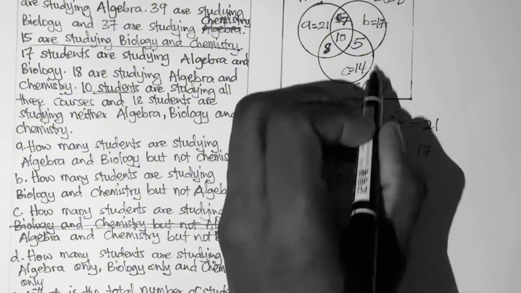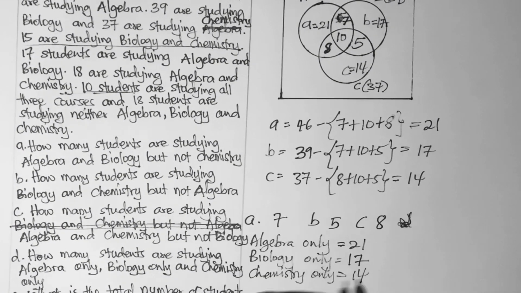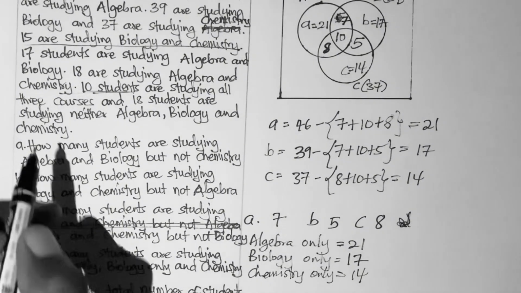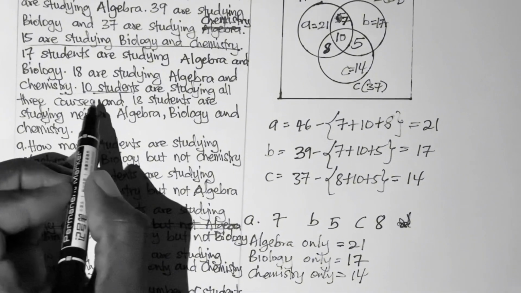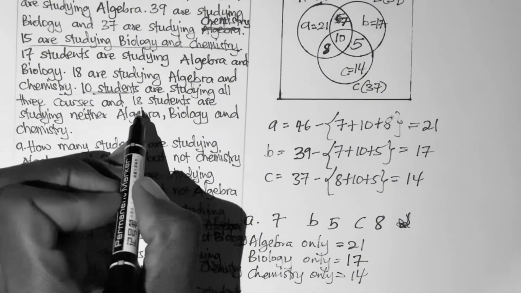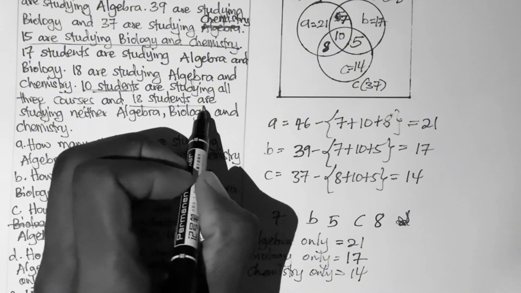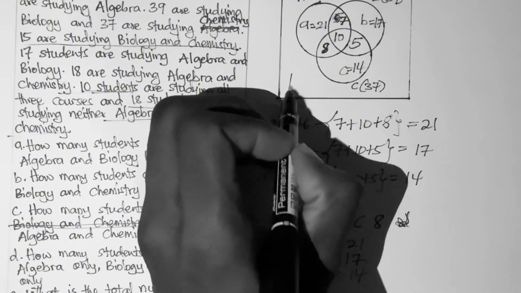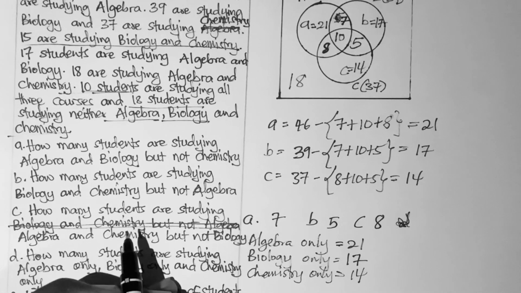So chemistry only is also this region, and that's 14. Now, the last part of the question asks what is the total number of students that were surveyed in the class? However, there's information we didn't include, because it says that 18 students are studying neither algebra, biology, nor chemistry. So that means we are supposed to put 18 here.